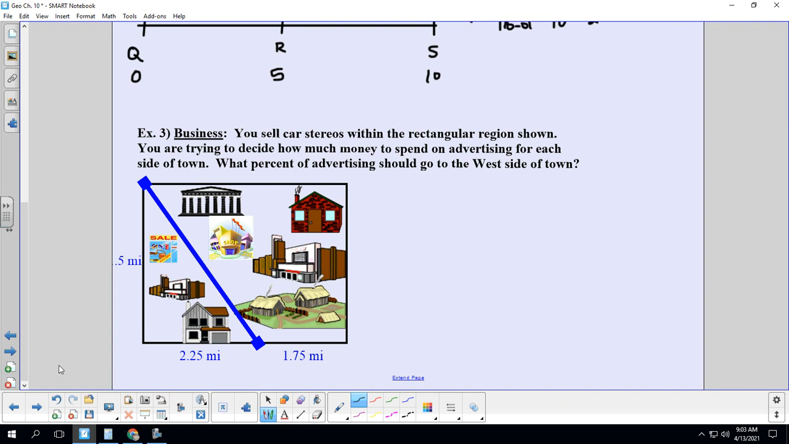Example 3. You sell car stereos within the rectangular region. You are trying to decide how much money to spend on advertising for each side of town. What percent of advertising should go to the west side of town?